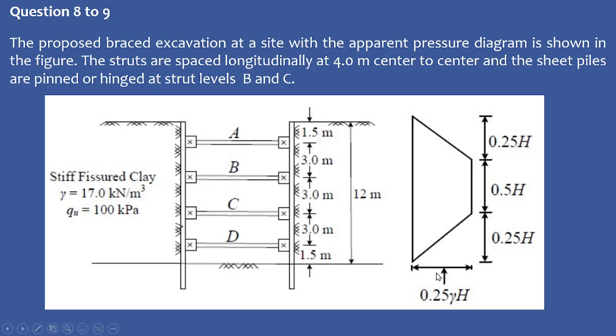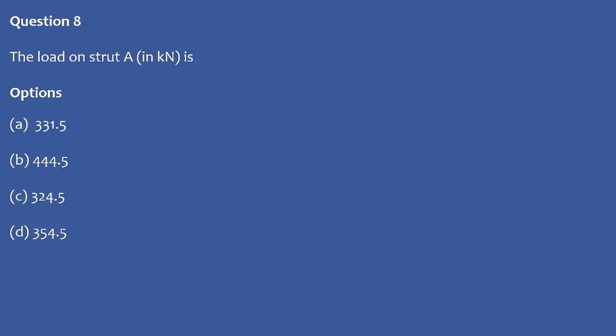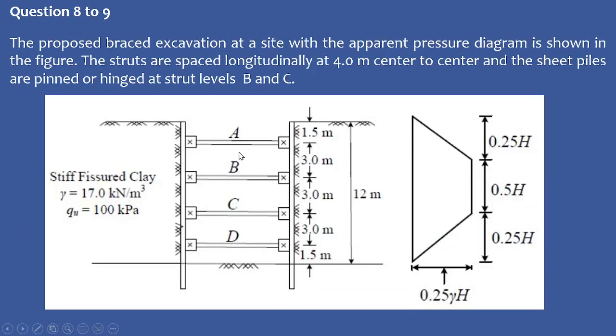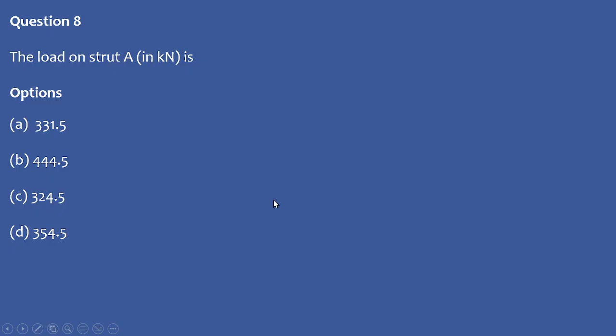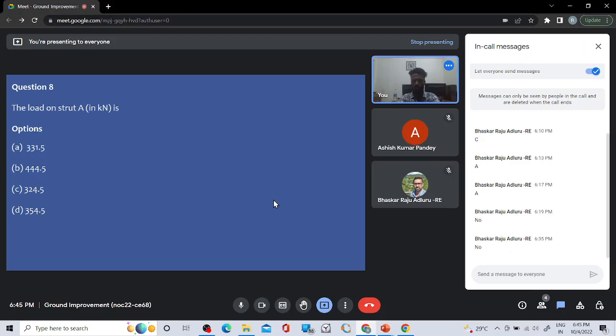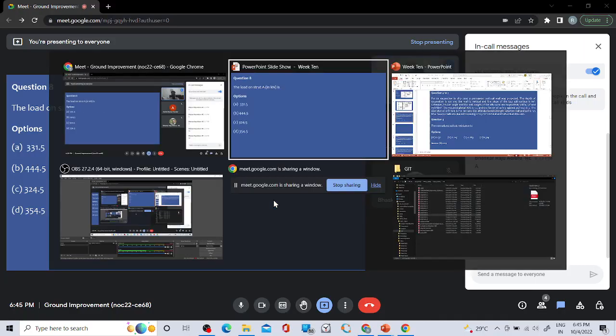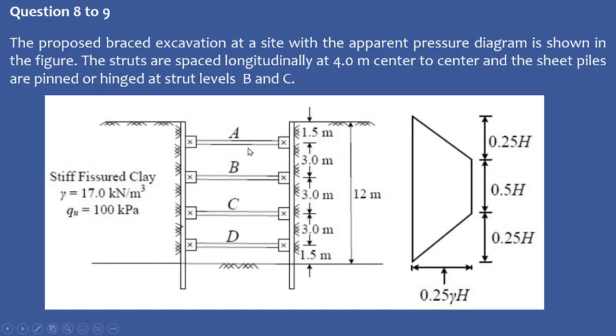So this is your pressure diagram. Now first you need to find out how much will be the load on strut A. Due to this soil pressure, how much will be the force induced in the strut A? The options are given, so I should show you the diagram only. Basically you need to find out how much will be the force in A. So let's calculate it. Try it for 2-3 minutes and then I'll solve it.